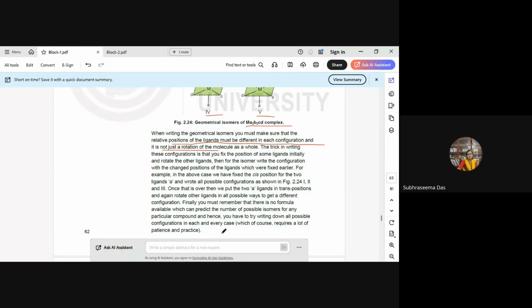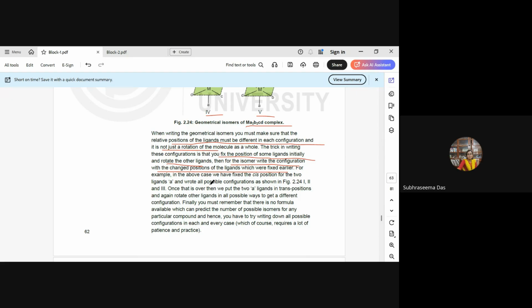So we will always write down the different configurations of the ligands, not by simply rotating or shifting the position of a ligand, but by looking at what the different possibilities are. The trick in writing these configurations is that we fix the position of some ligands initially and rotate the other ligands, and then for the isomer we write the configuration with the opposite ligands.